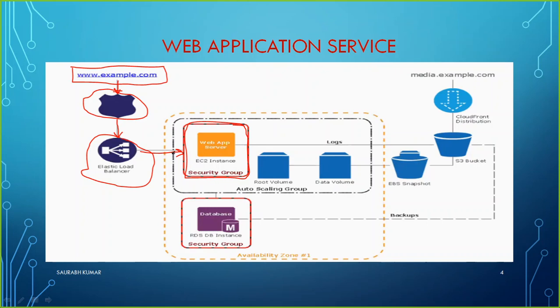Thereafter, if it has the permission to go in, now it reaches the EC2 instance. The EC2 instance is just giving the compute power, RAM, processor, that's it. And this EC2 instance is also attached with an EBS volume, which is giving the root volume as well as the data volume.